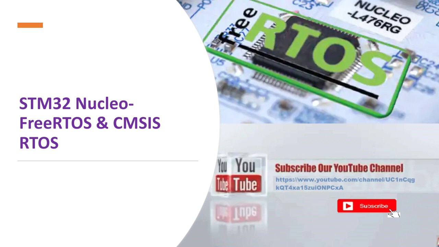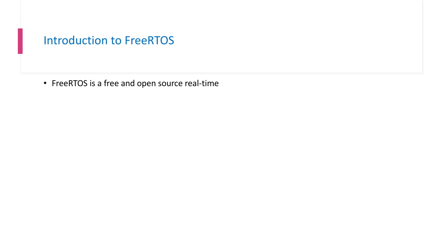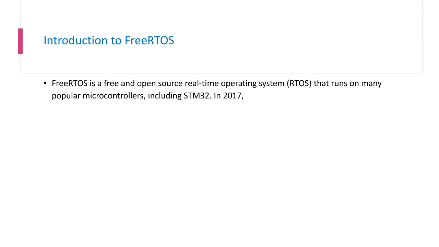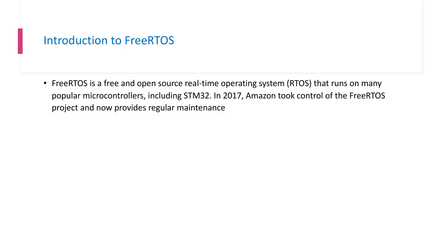So in this session we are going with the Nucleo L476RG hardware. And let's get on to a simple introduction to FreeRTOS. FreeRTOS is a free and open source real-time operating system that runs on many popular microcontrollers including STM32. In 2017, Amazon took control of the FreeRTOS project and now provides regular maintenance and support. If you have not set up STM32 Cube IDE with your Nucleo board, you'll need to do so following the steps outlined in this tutorial.